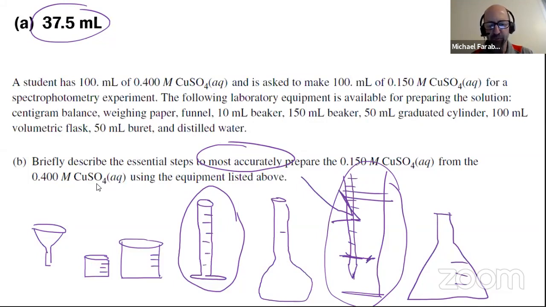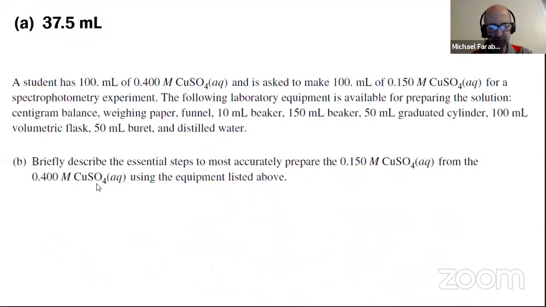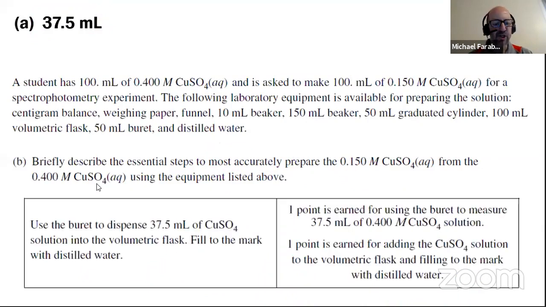Let's measure it with the burette. Let's transfer it to the volumetric flask, and then we can add distilled water until the final volume is equal to 100 milliliters. So let me go ahead and erase my lovely drawings. Use the burette to dispense 37.5 milliliters of copper sulfate solution into the volumetric flask. Fill to the mark with distilled water.